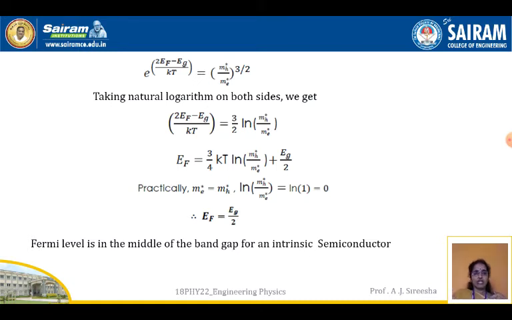This is a little bit mathematical, where you have to do a bit of cross multiplying and rearranging the terms, and you will get it properly. So Ef = Eg/2 means the Fermi energy level is exactly at the center of the energy gap. Eg is the gap, so Eg/2 means Ef is exactly in the middle of the band gap for an intrinsic semiconductor.